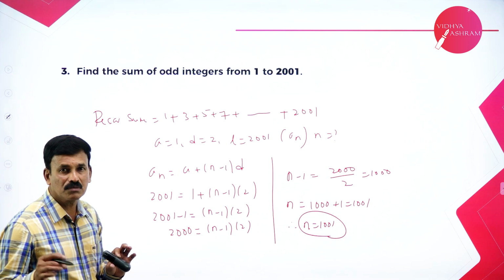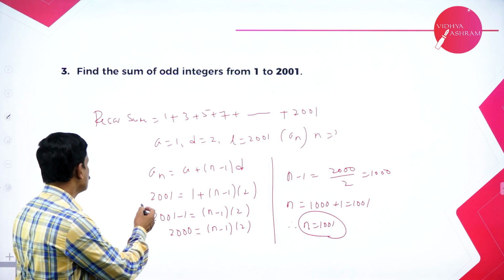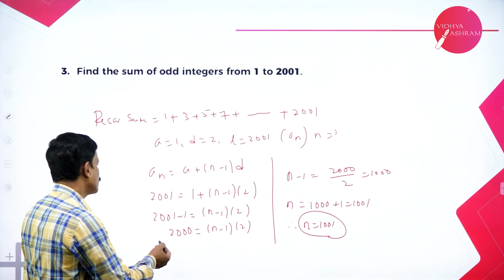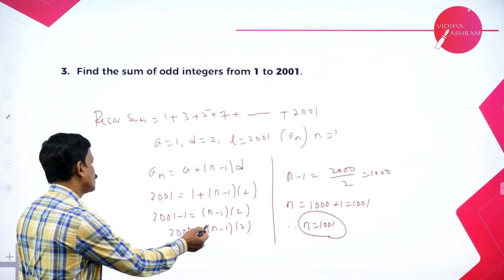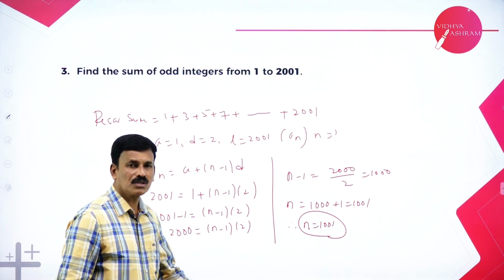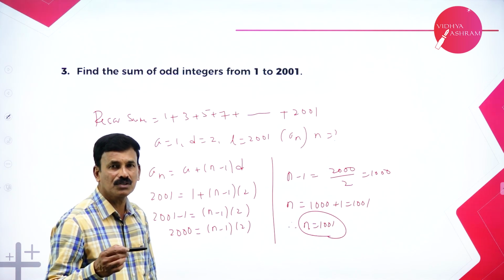So n is to be determined first. The nth term is a plus n minus 1 into d. So 2001 is equal to 1 plus n minus 1 into 2. So 2001 minus 1 is equal to n minus 1 into 2. Divide by 2, you will get 1000. So n is equal to 1000 plus 1, which is 1001. So n is equal to 1001.